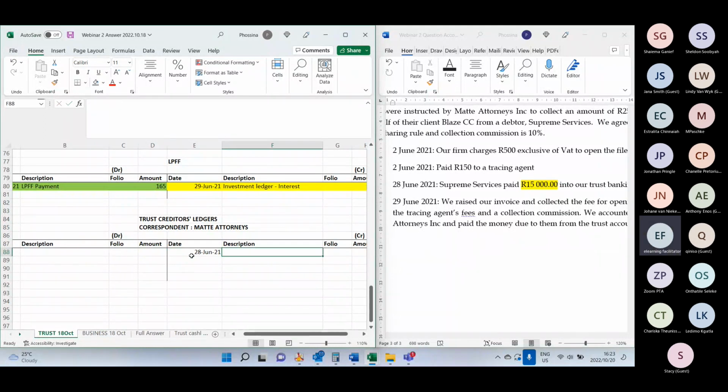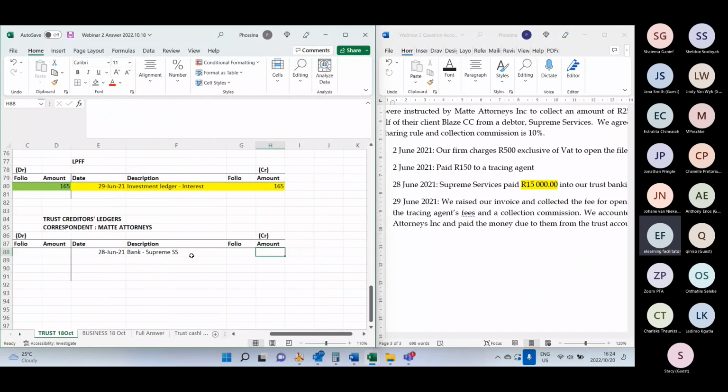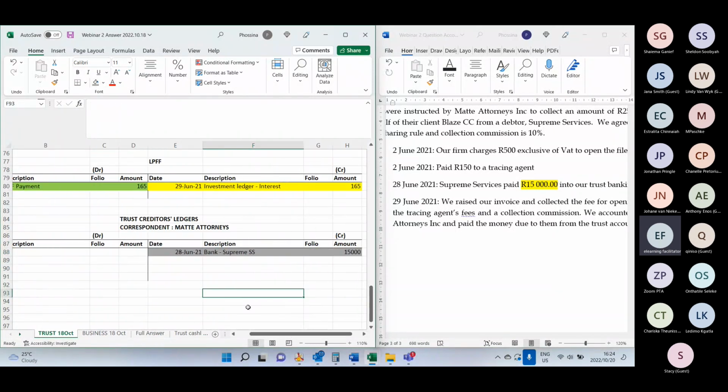2021, and then it's coming from the bank, and in their account, it's for Supreme Services. And how much? 15,000. So we show them that yes, we received 15,000 from your client. Okay, then it's recorded, and we can grade out to correspond with the other entry.